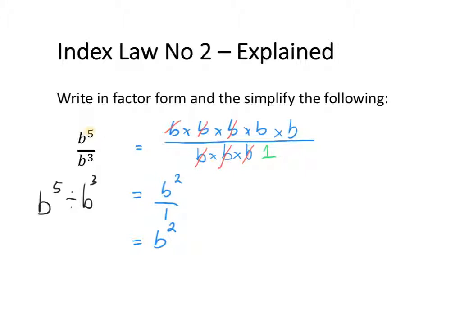I had an index of 5 and an index of 3. And in my answer, I ended up with an index of 2. So what the second index law allows us to do is when we're dividing powers with the same base, we can subtract our indices to get a simplified version of the question. So in this example, it is 5 minus 3, which is equal to 2. So the answer is b to the power of 2.